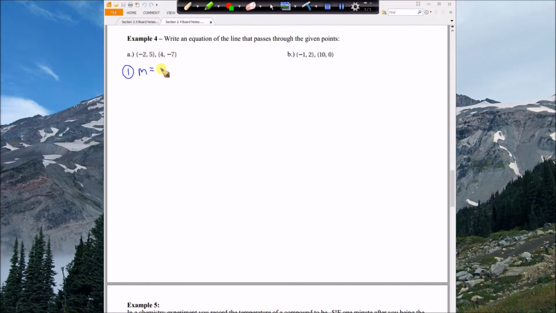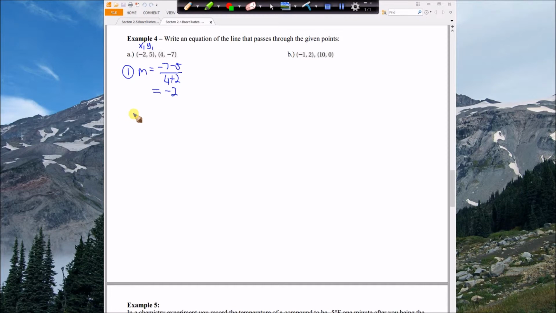So the slope here would be -7 minus 5 over 4 plus 2. And so this slope turns out to be -2 if you simplify that. Okay, and now I can pick either of the points. It doesn't really matter which point you pick. Let's just say we pick here x1, y1. Neither of these are easier point than another one.